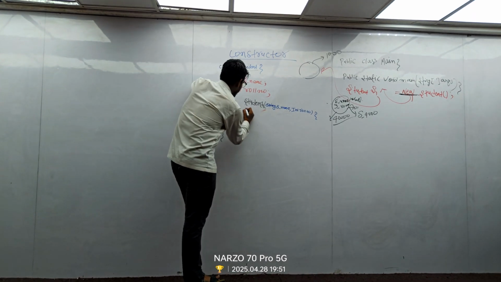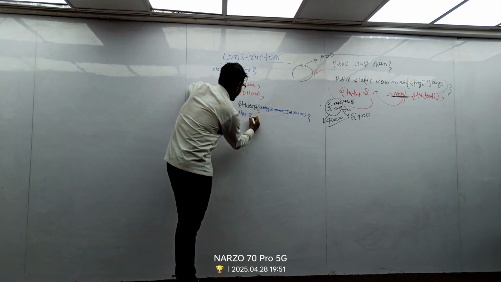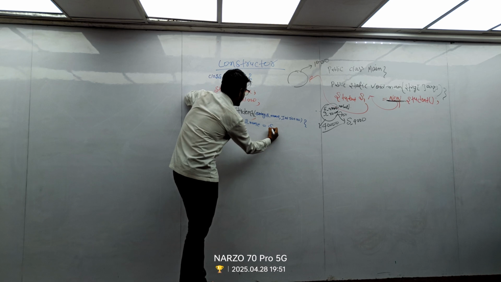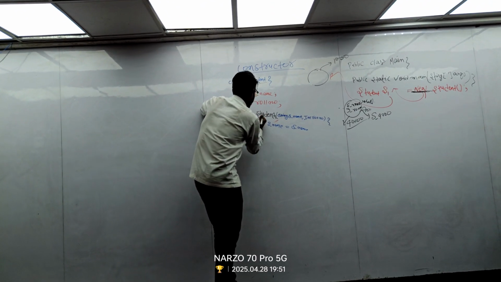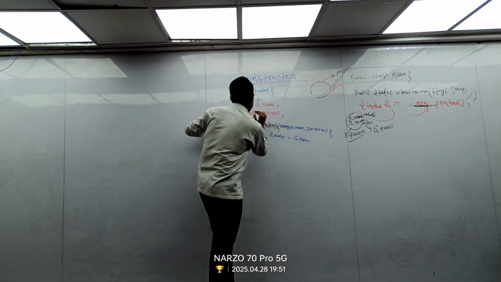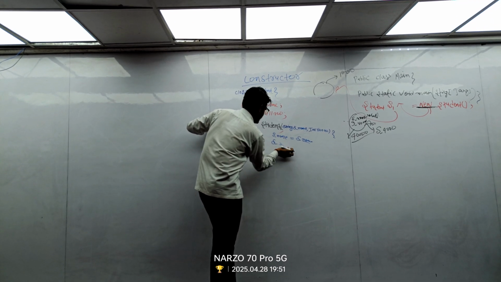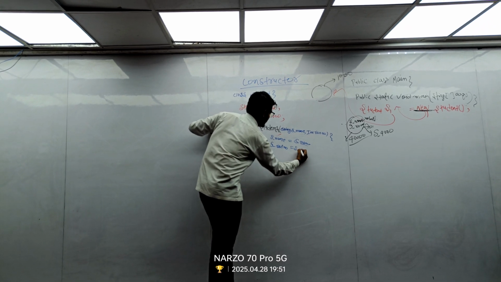So, this dot studentName equal to studentName. First I removed this, and after that I used this. this.studentName equals studentName, and this.studentRollNumber equals studentRollNumber.